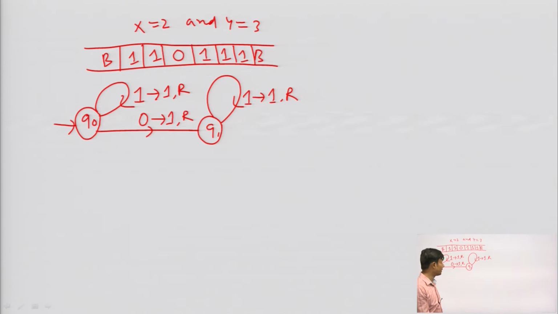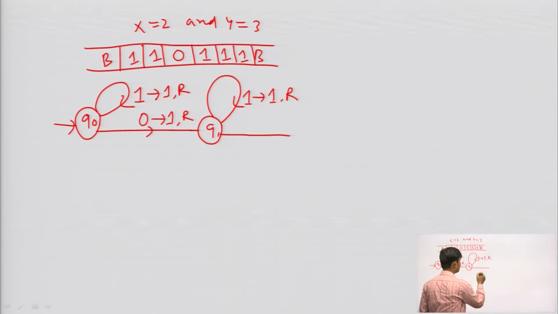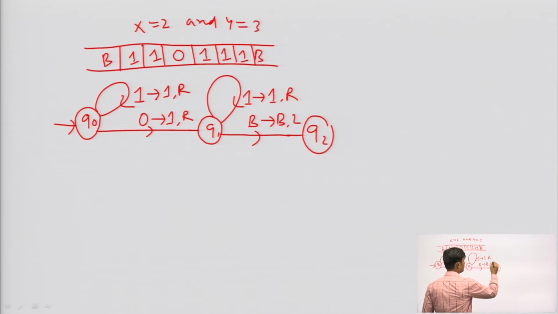So, y is 3, read 3 ones and move right, right. Then after reading all, you will get the blank. When blank is there, the blank will remain the same and move left, clear. So, now this is Q2, move left.